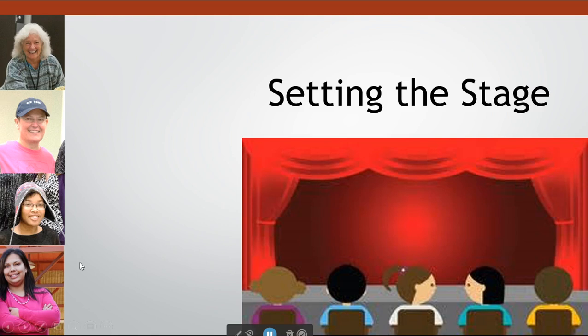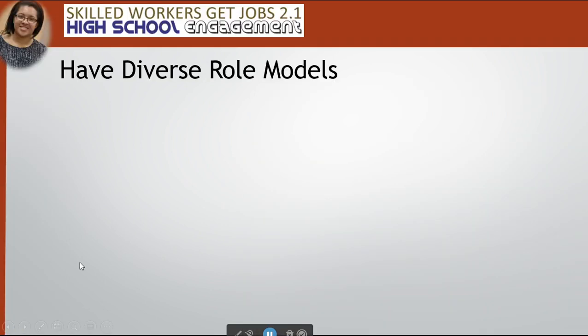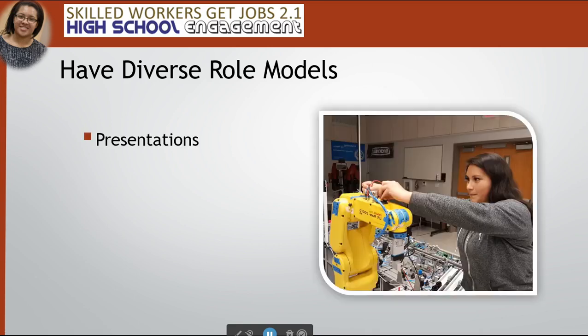all students? First of all, make sure that you have diverse role models when you do presentations. You want to not have just men doing traditionally male work, such as working on machines, or the inverse is also true if you teach early childhood or nursing. You want to make sure that you have male role models.